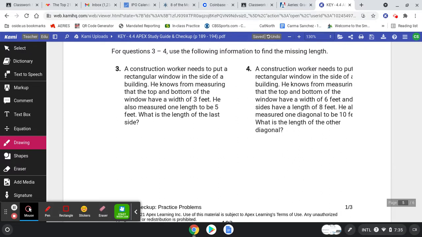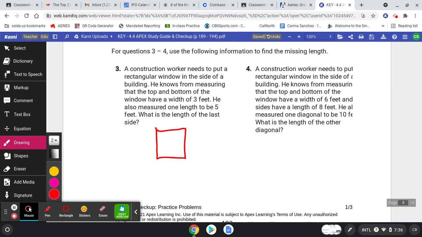A construction worker needs to put a rectangular window in the side of a building. He knows from measuring that the top and the bottom have a width of 3 feet. He also measured one length to be 5 feet. Oops. How about I put the correct spots? Oh, it does say top and bottom. Anyway, so the width, let me draw my window correctly.